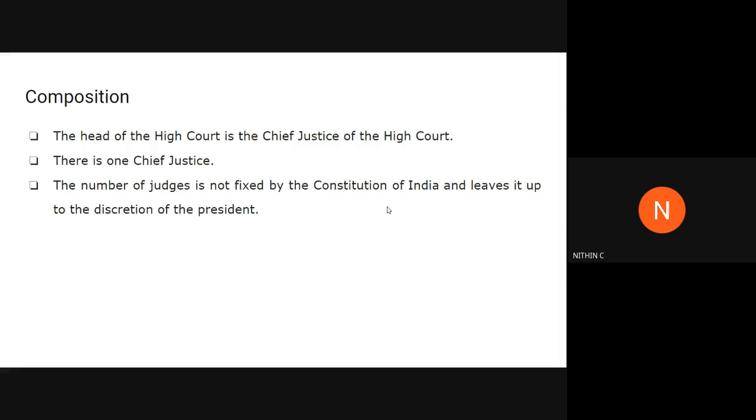Regarding the composition of the High Court, the head of the High Court is the Chief Justice of the High Court. There is one Chief Justice. The number of judges is not fixed by the Constitution of India and is left up to the discretion of the President. So the number of judges in the High Court is not fixed by the Constitution.